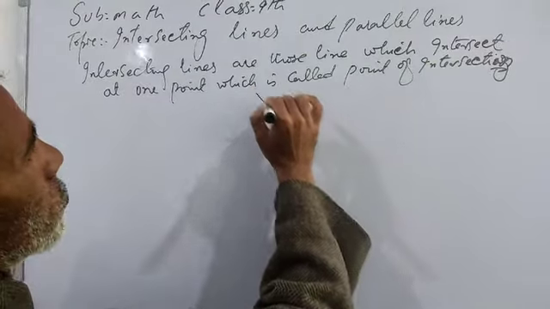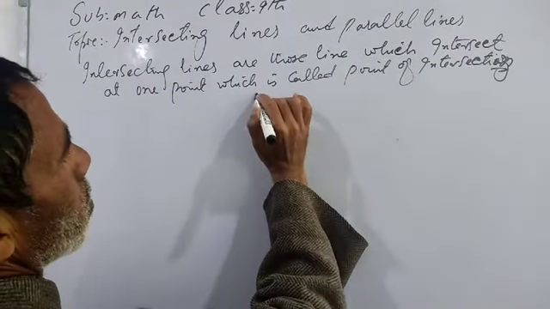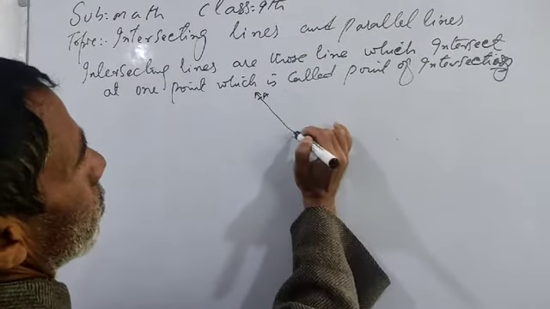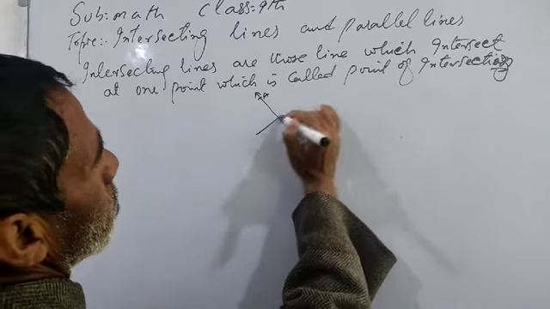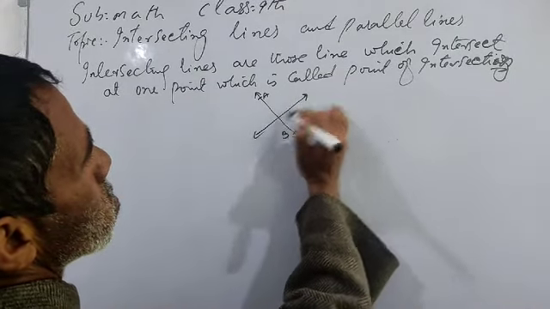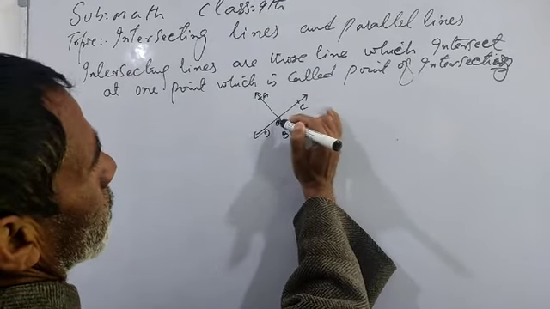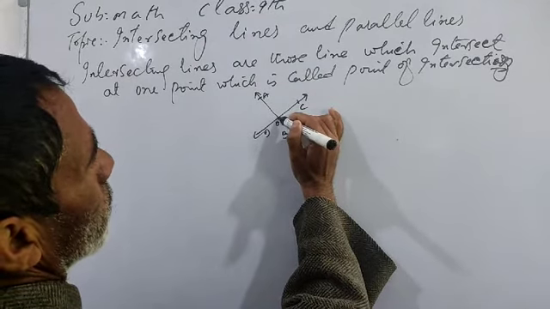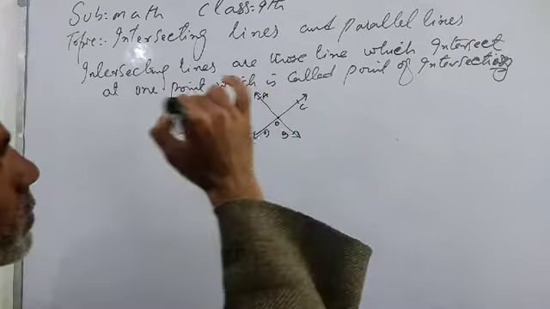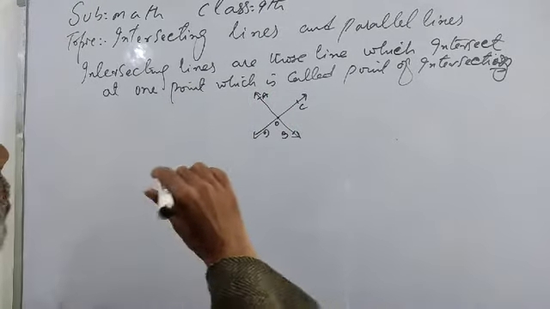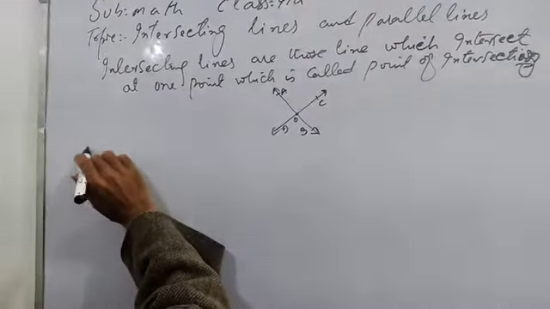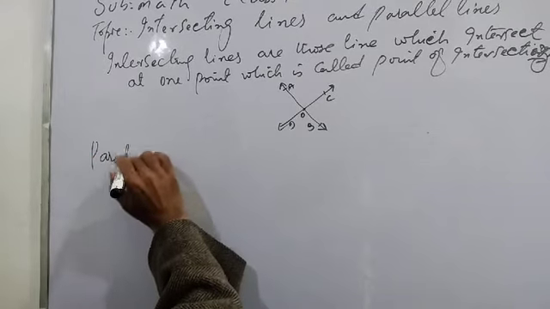For example, these are two lines AB and CD. These are intersecting lines which intersect at point O. O is called the point of intersection. After this, we will state what are parallel lines.